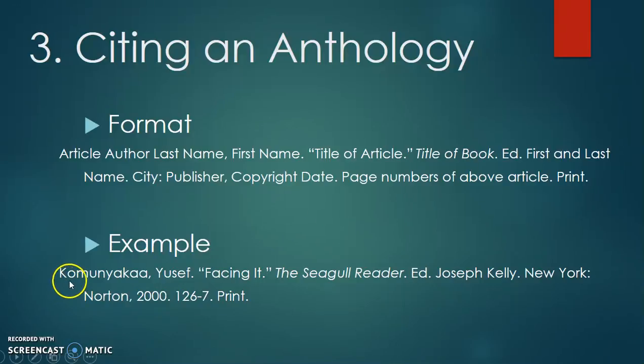Here's an example. We've got an author, last name, comma, first name, period. The title of this article is called Facing It, in quotation marks with a period inside. The title of the book is called The Seagull Reader, with a period after it. The editor, we use the abbreviation ED, and the name Joseph Kelly, first, last, with a period. This was published in New York, followed by a colon. Norton is the publisher, with a comma, and it was published in the year 2000, period.